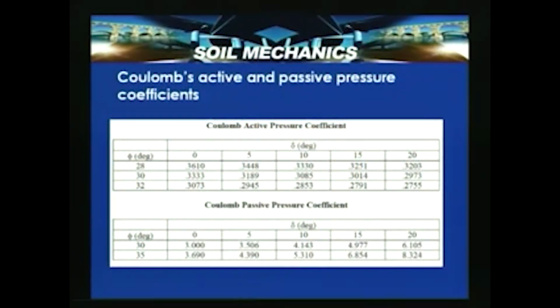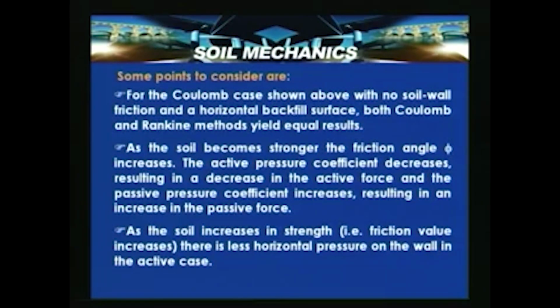So let us look into the deliberations based on this exercise. For the Coulomb case shown in the previous slide, with no soil-wall friction, that is delta equal to 0, and a horizontal backfill surface, both Coulomb and Rankine methods yield equal results. That is what we said: Ka Coulomb is equal to Ka Rankine, equal to 1 by 3, and Kp Coulomb is equal to Kp Rankine, equal to 3.